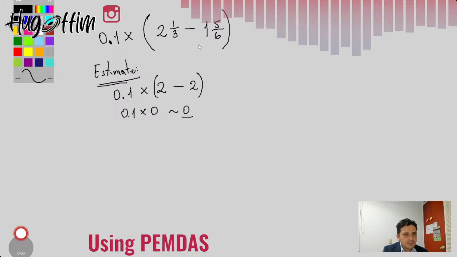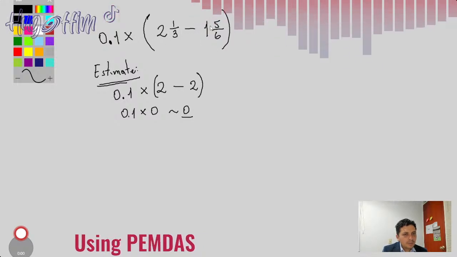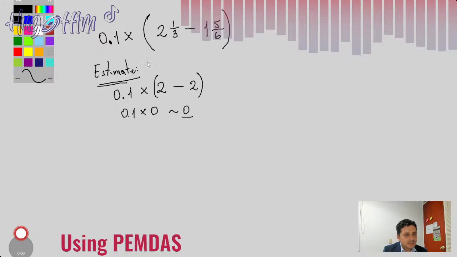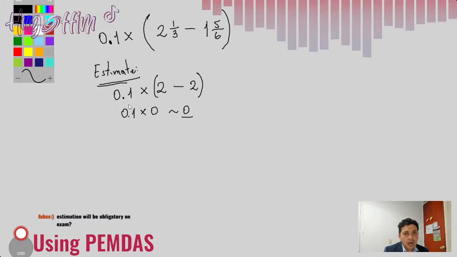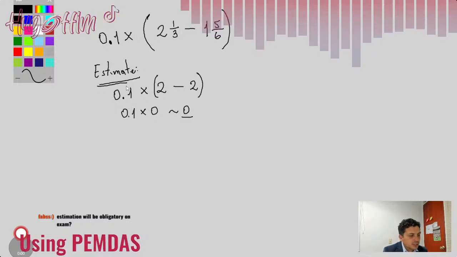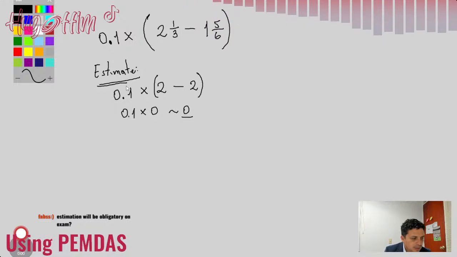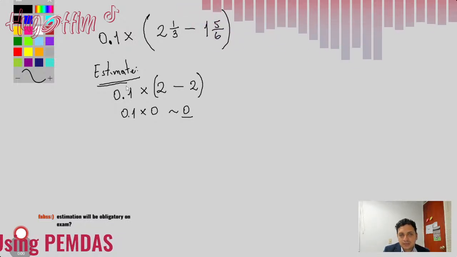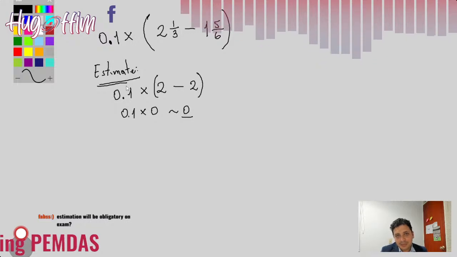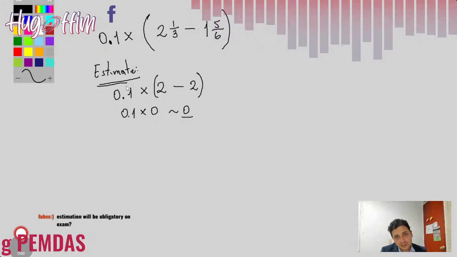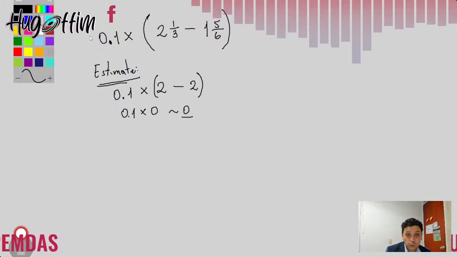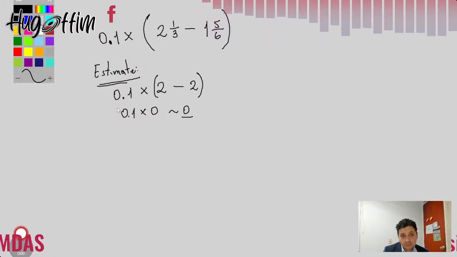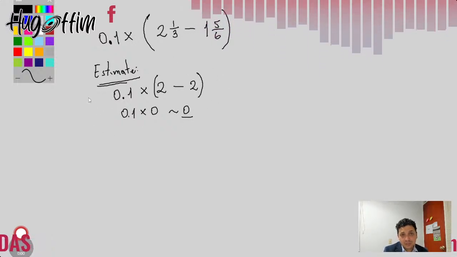Now I'm going to perform the operation between the parentheses. Observe that the estimation also helps you to know what operations you need. Estimations will be mandatory in exams. Sometimes the exam says that you must estimate. Sometimes exams don't say to estimate. So, depending. I suggest that anytime you can do it, you do it. It's not going to take you more than 30 seconds. So I suggest you always try to do it.